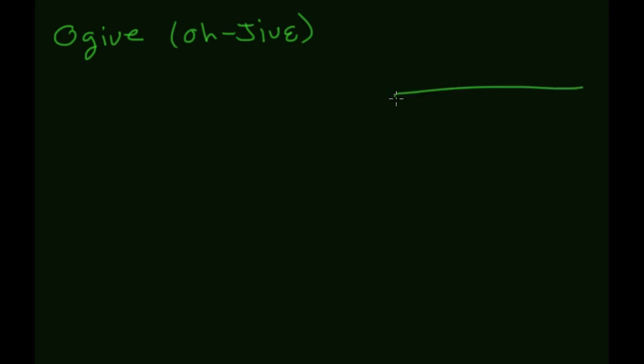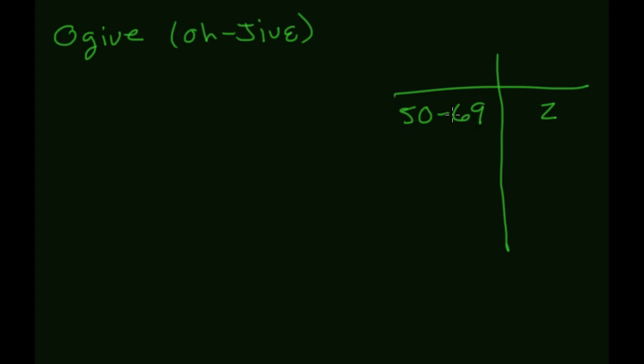An ogive is spelled O-G-I-V-E. It's pronounced ogive. This can also be called a cumulative frequency polygon. Let's look again at our frequency polygon. We had 50 to 69. We had 2 people.